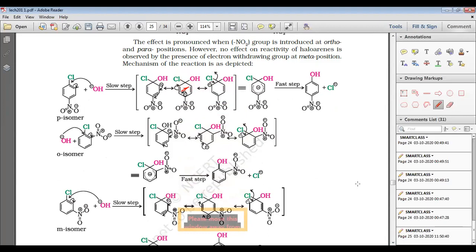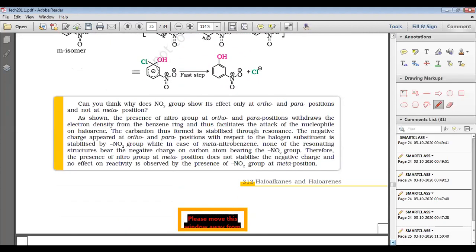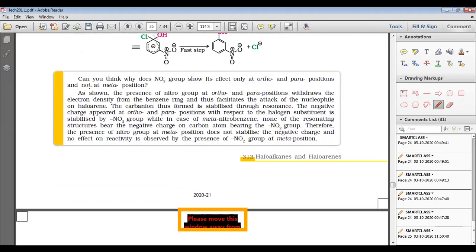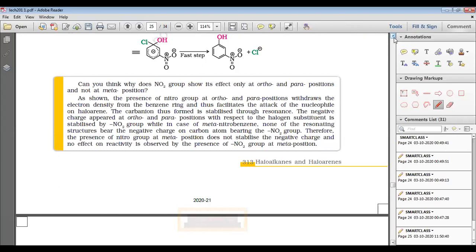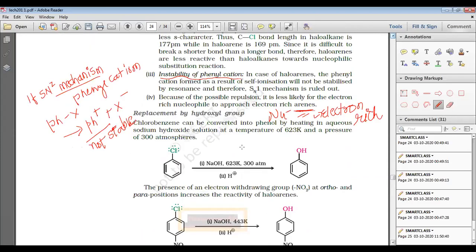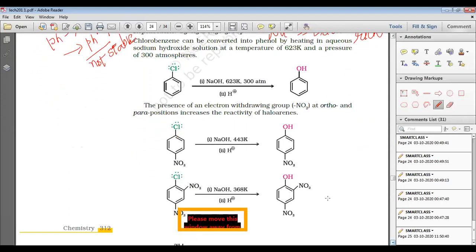Now let us understand the attack of OH minus. Now let us look at this. What is written here? Can you think why the NO2 group shows its effect only at ortho and para position and not on meta position? My dear students, we have studied that the reaction of chlorobenzene to turn into phenol is difficult when it is only chlorobenzene. It becomes easy when the nitro group is present. One nitro group is added.